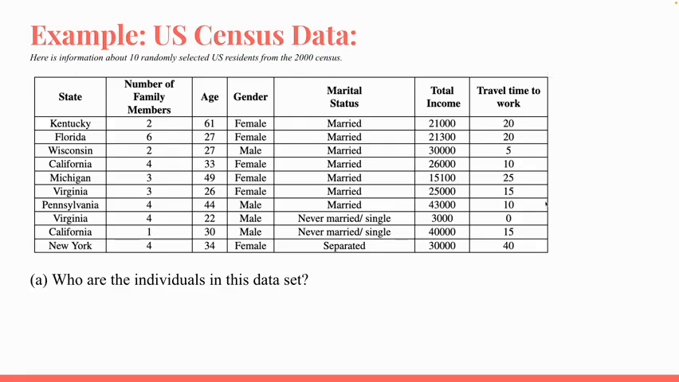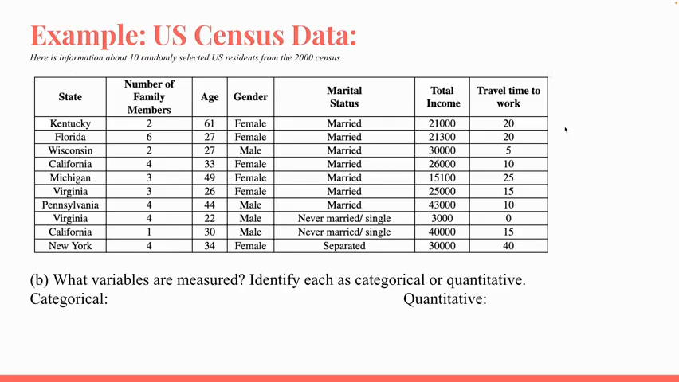Okay, so the question is, who are the individuals in this data set? Well, who is this about? Who is this data about? It's the context. It's US residents because it tells us right here in the context, US residents.